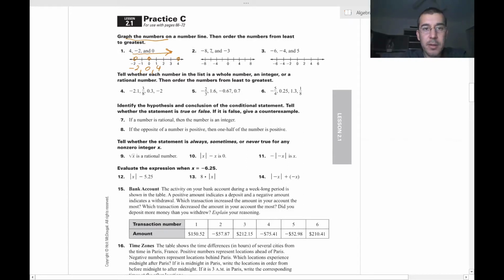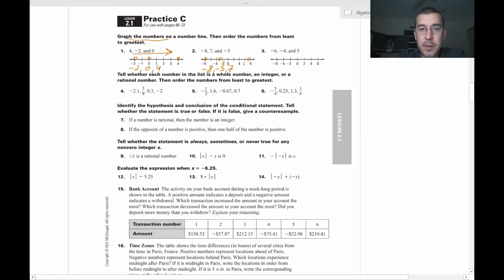Okay. Number 2, let's graph them. -8 is right there. 7, this is 6, so 7 is right there. This is 7, and then -3. This is -2, and then -3 is right there. Okay, so order the numbers from least to greatest. Is -8, and then -3, and then 7.